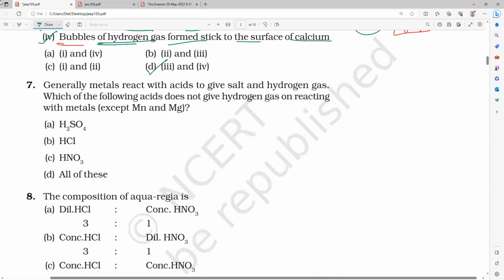So next, generally metals react with acids to give salts and hydrogen gas. Am I right, everybody? So reacting with the metals, check it, everybody. What is the property number? Reacting of metals with acids is property number 6. The reaction with the dilute acids. So what will happen, everybody?